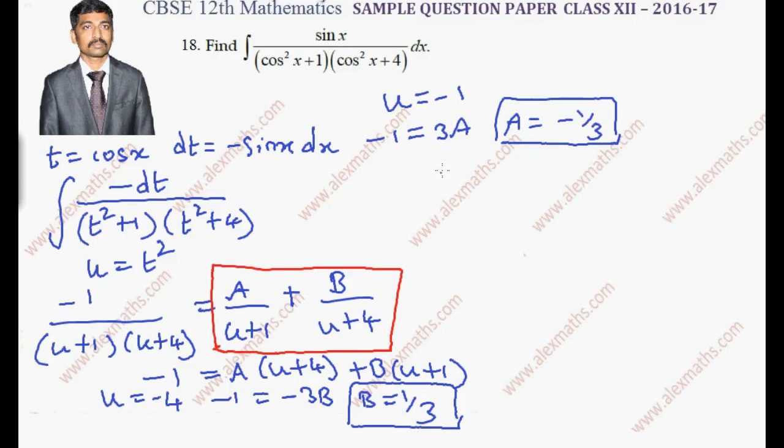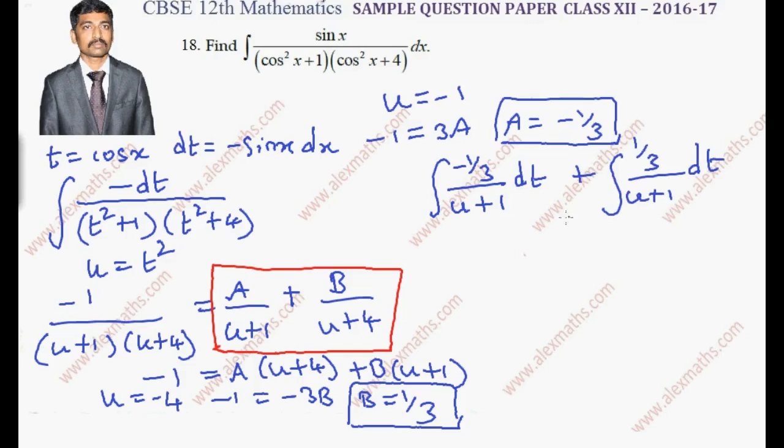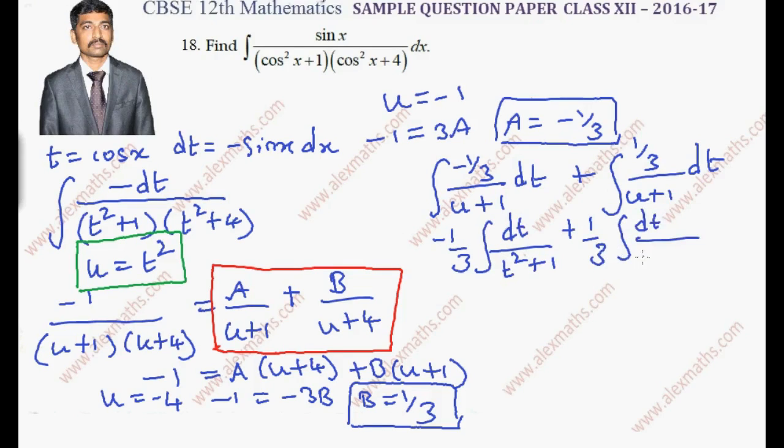So we get integral a value minus 1 by 3 divided by u plus 1, but we have dt. Similarly, plus integral b value 1 by 3 whole divided by u plus 4 dt. Since we have dt, we cannot integrate in terms of u, and that has to be replaced in terms of t. We have taken u is equal to t square, so everything will become t square now. So minus 1 by 3 I can take out: integral dt by t square plus 1, plus 1 by 3 integral dt by t square plus 4.